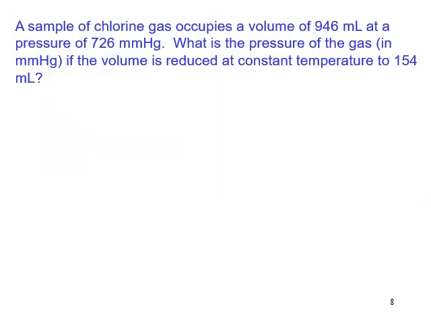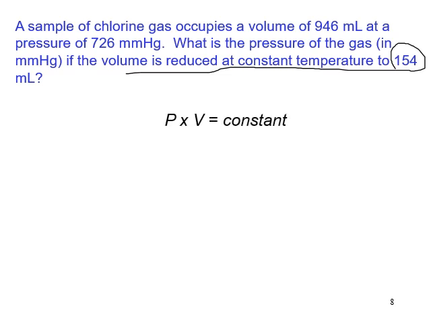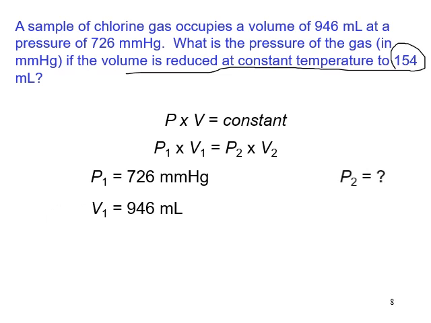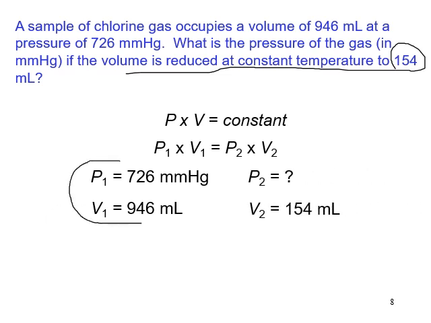Let's do an example here. If I have a sample of chlorine gas and it occupies a certain volume at a certain pressure, and I change the volume, if the volume is reduced at a constant temperature, I'd say my pressure is going to go up. Here's all of our information. We were at 946 milliliters at a certain pressure, and what happened is that the volume decreased.